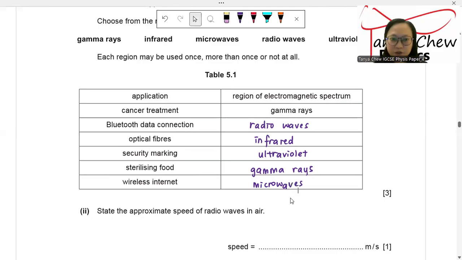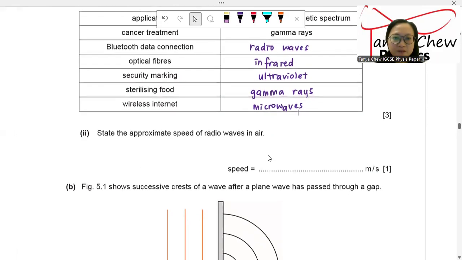Yeah, that's the answer. And state the approximate speed of radio waves in air. Radio waves is one of the electromagnetic radiation which travels with the speed of light in air, 3 times 10 to the power of 8. Remember, all the electromagnetic radiation travels with the speed of light in air as well as in vacuum.